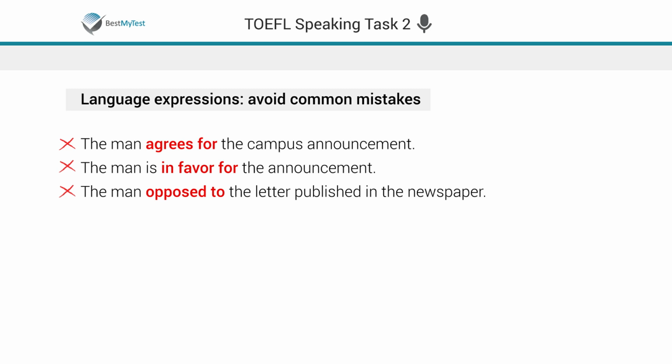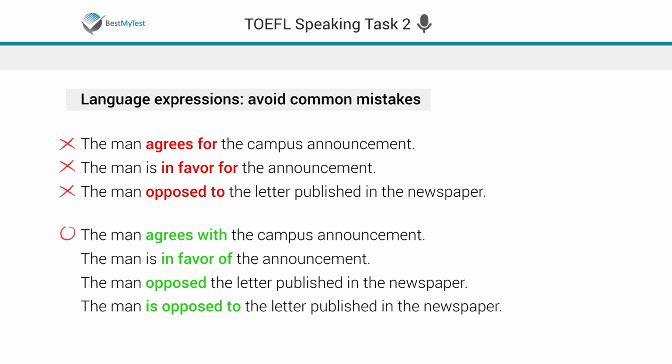Prepositions can be tricky. So the correct way of saying these things should be, the man agrees with the campus announcement. The man is in favor of the announcement. The man opposed the letter published in the newspaper. Or the man is opposed to the letter published in the newspaper. It's really important that you use the correct preposition. I cannot overstate that. All right, I hope you now know how to report an opinion using different expressions.